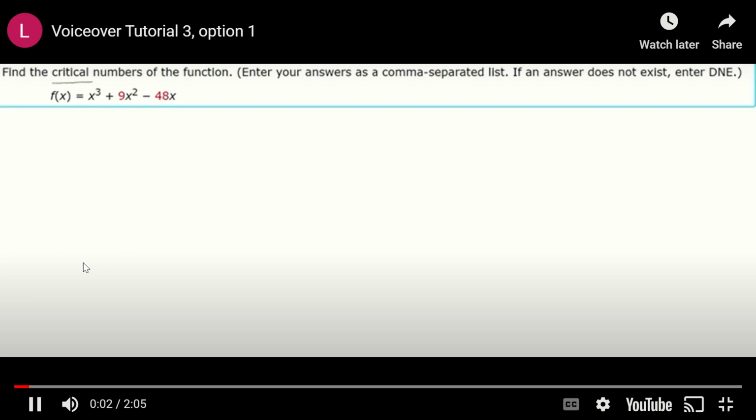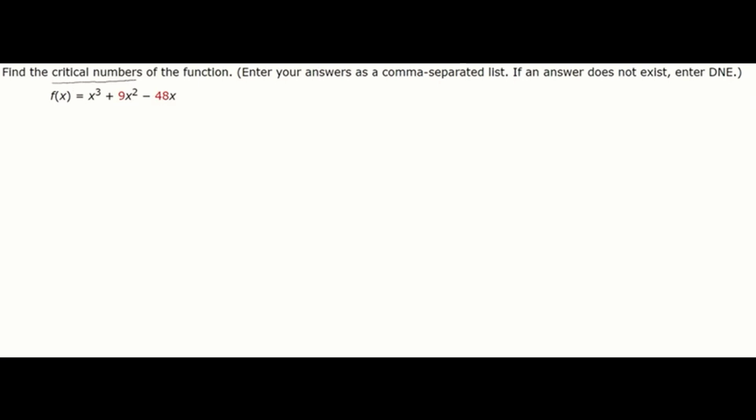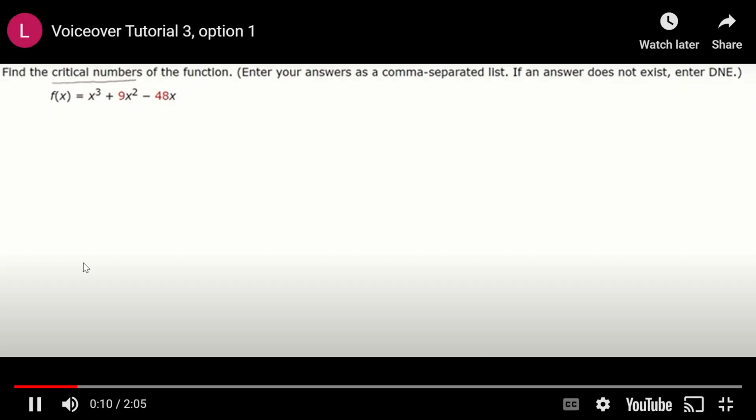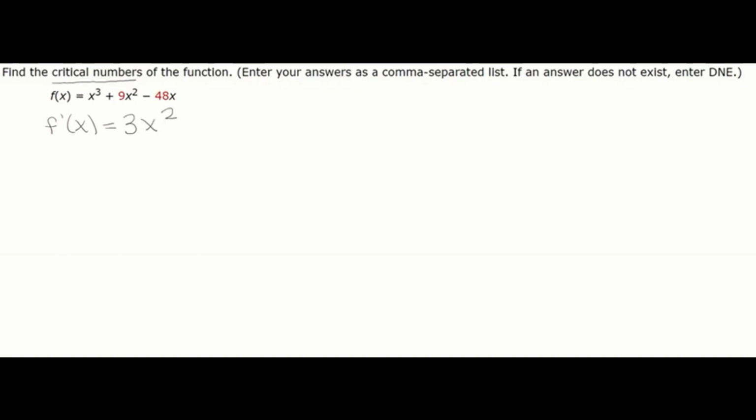Okay, for this problem we're going to be finding the critical numbers of the function, which are essentially values of x that cause the derivative of a function to equal 0 or DNE. In order to find those numbers strictly, you have to find the derivative of the function, which we can find mainly through applying the power rules to the various terms. Once we do, we get 3x squared plus 18x minus 48.